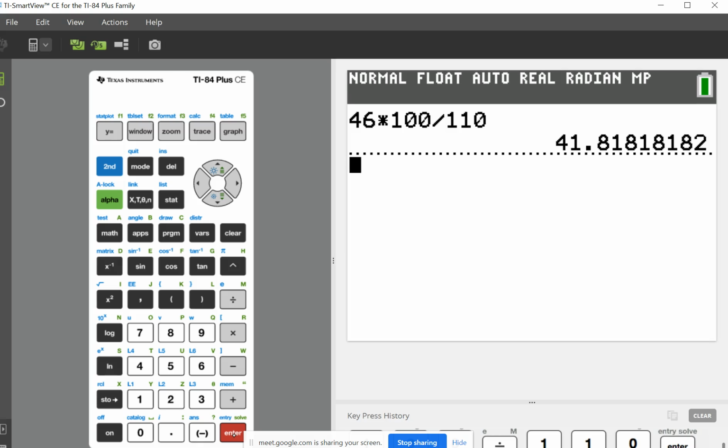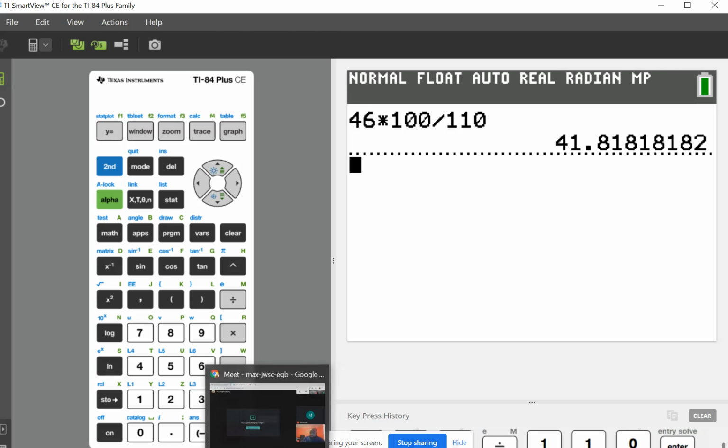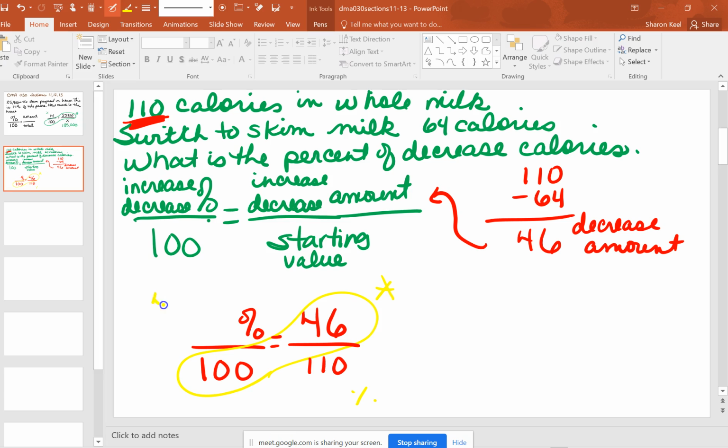That's going to give us 41.81818 repeating. So we get 41.81, and then you would look and it would tell you if you're rounding to the nearest tenths place, the nearest whole number, the nearest hundredths place. So when you're doing a percent increase or percent decrease problem, you have to come up with the decrease amount. You've got to do that calculation. That's going to go on the top right, and then you divide by whatever the starting value was. Okay.